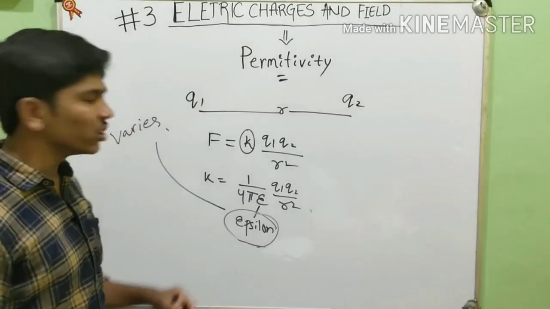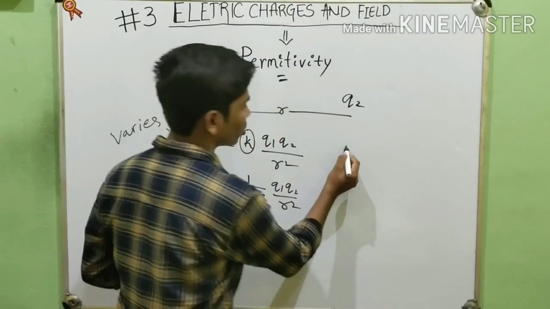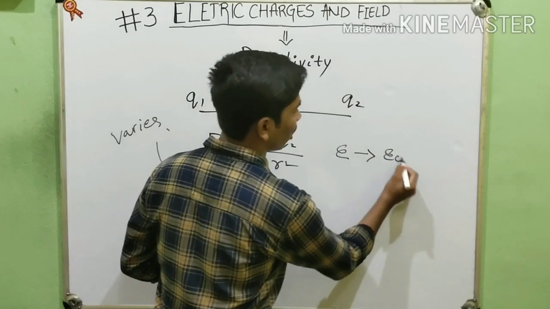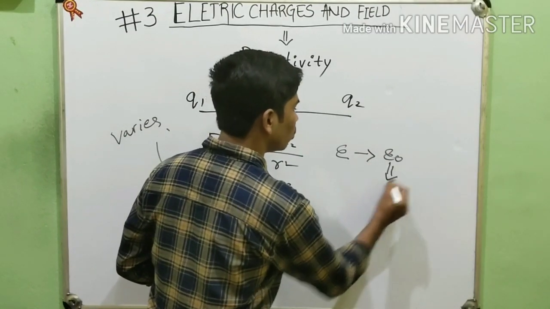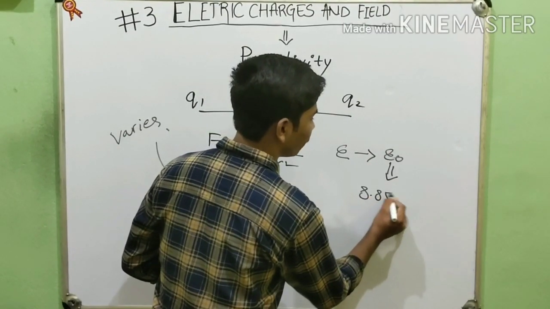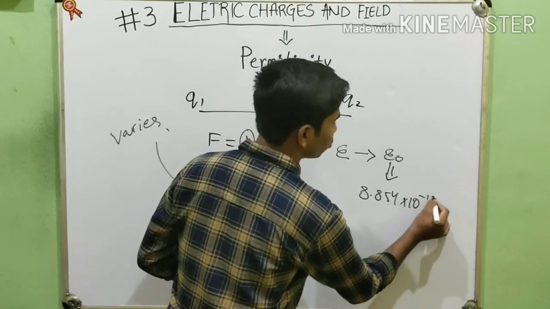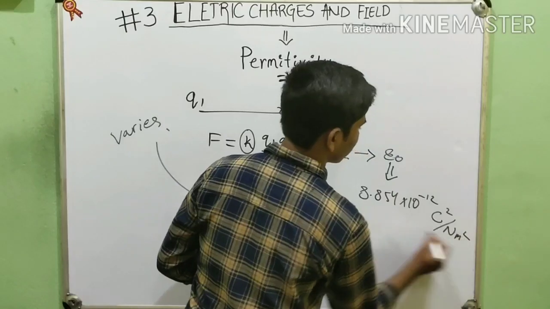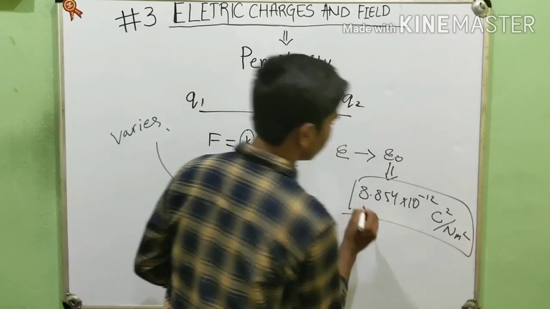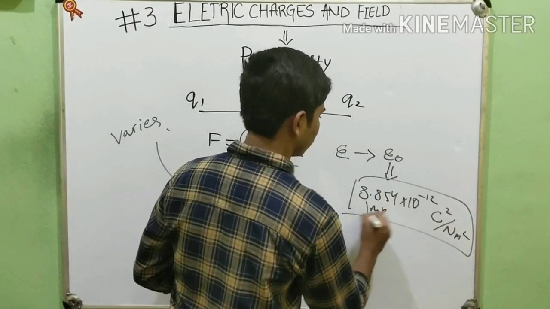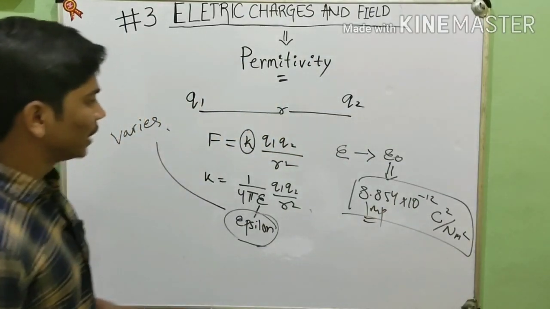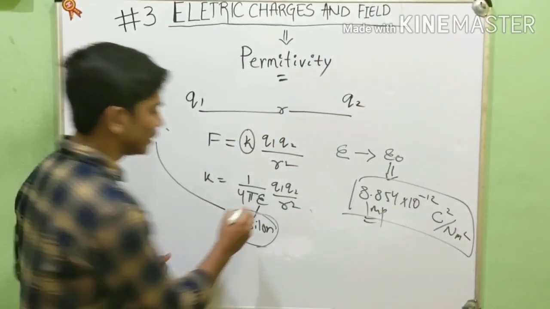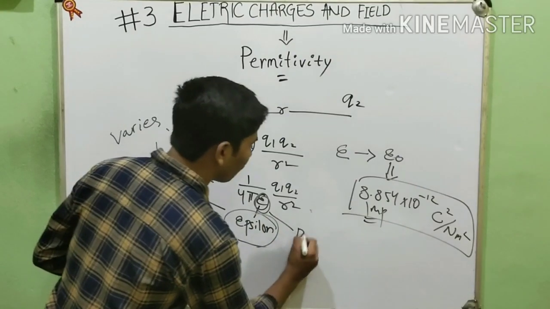If we only consider air, then we consider epsilon as epsilon naught, which is equal to 8.854 into 10 to the power minus 12 Coulomb square per Newton meter square. Remember the value. This one is important. Then this epsilon is called the permittivity.